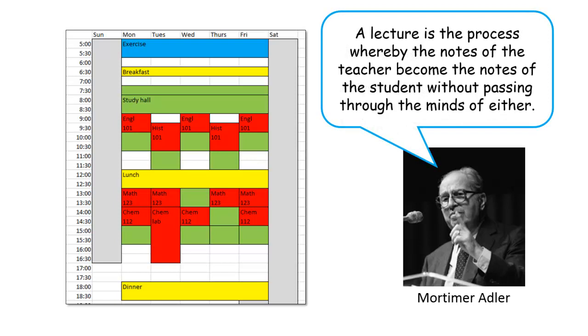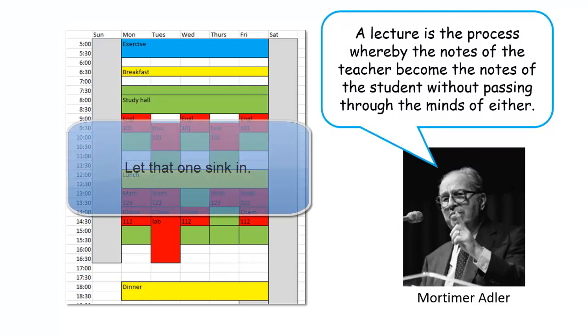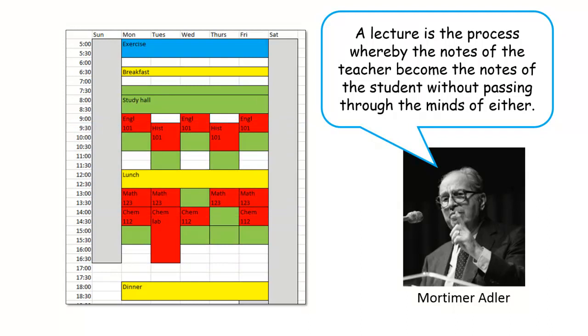lecture is the process whereby the notes of the teacher become the notes of the student without passing through the minds of either. You'll find that the pace of college math and science courses often means that the instructor is racing through lecture, and sometimes it's going to be all you can do to simply keep up with copying down the information on the blackboard without ever having a chance to think about it. So can we make note-taking a more active and effective process?